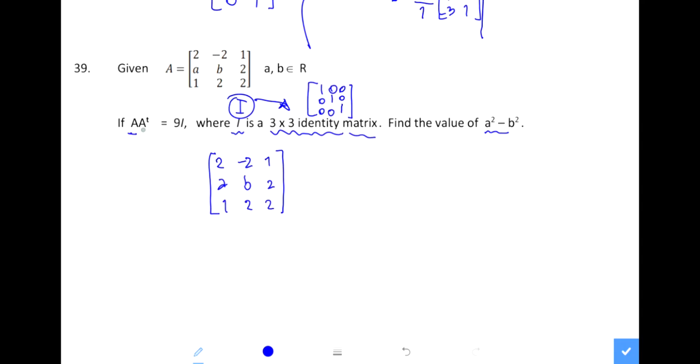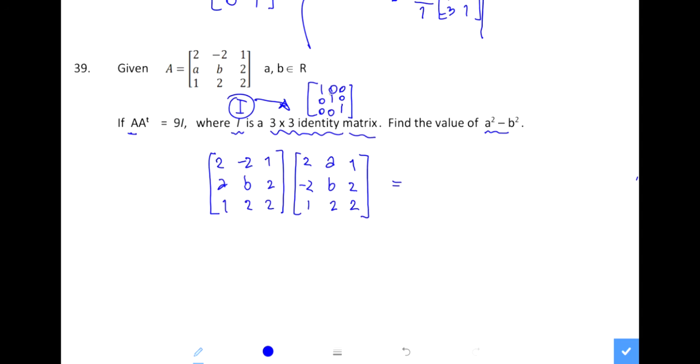So next, we're going to find A transpose. It's so easy. You just have to swap the rows to be the columns. So we go 2, negative 2, 1. This row becomes a column now. The second row we change to the second column. So this one, 1, 2, 2, goes from top down to the bottom. And then it is equal to 9 times I.